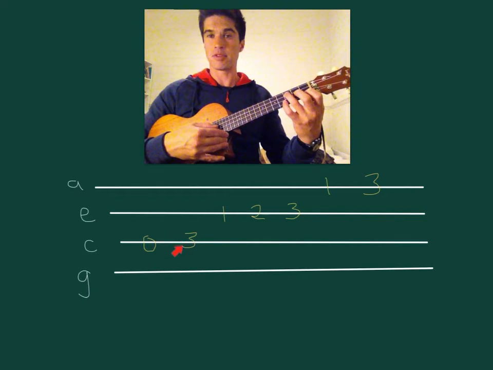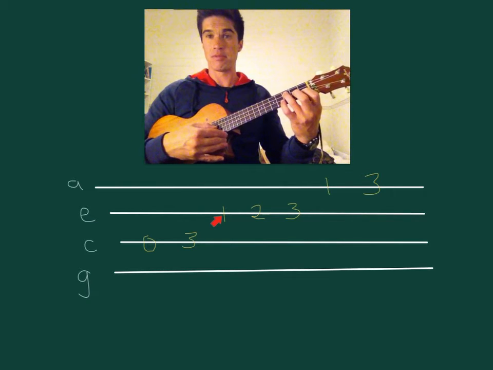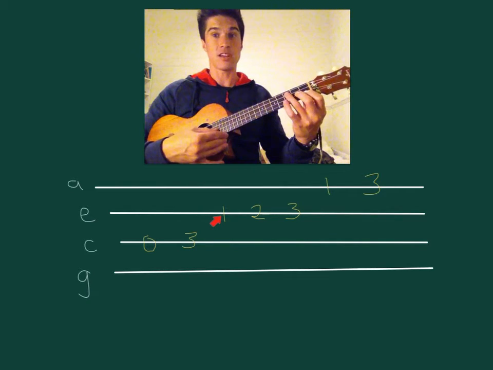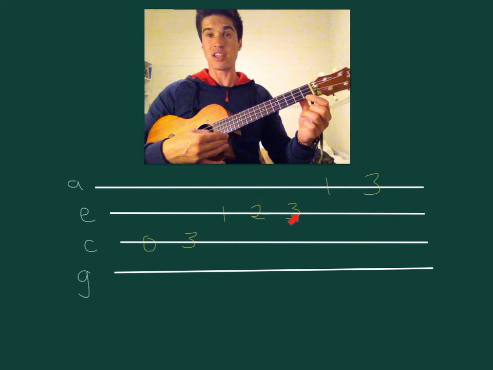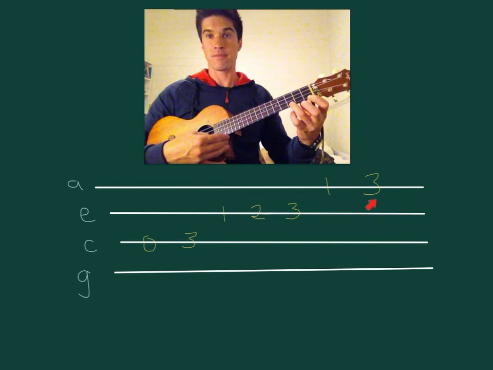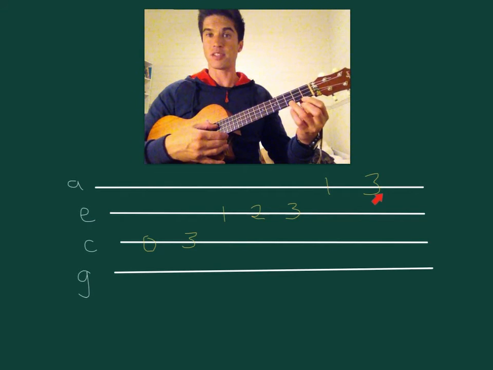then it jumps up to the next string, the next line up. And on the next line up, which is the E string, it says to put your finger on the first fret. Then there's a number 2, which means second fret. Number 3, which means third fret. And then it jumps up to the top line, which is the A string. And it says to put your finger on the first fret. And then the third fret. So if I was to play that a little bit faster from the start, it would sound like this.